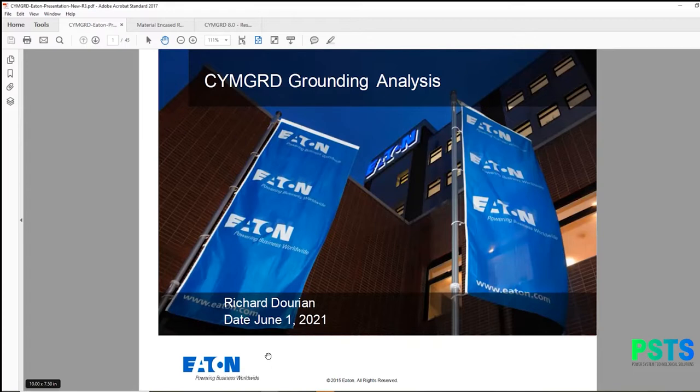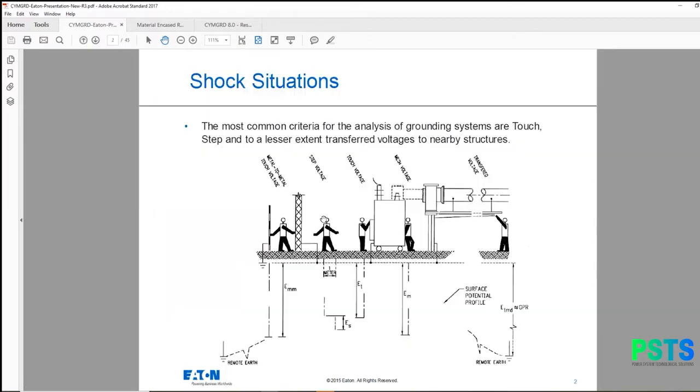All right, so what is grounding? Well, what are we looking for in grounding? When you have a fault on the system, what will happen to the voltage of all this metallic?